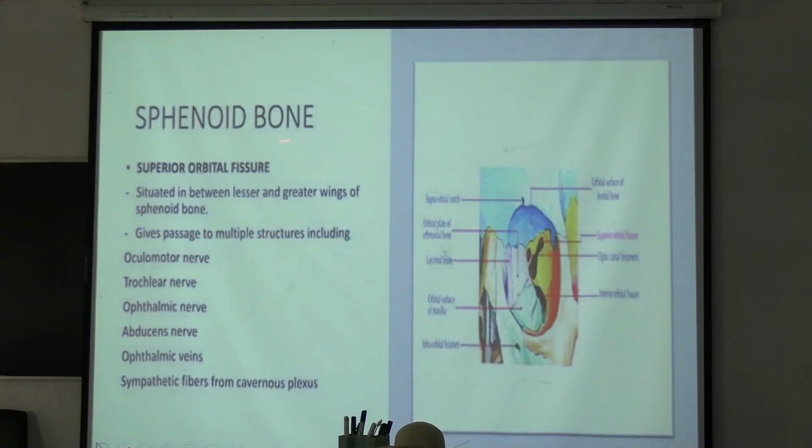Next is sphenoid bone. In the sphenoid bone, you will see superior orbital fissure, very frequently asked. It is situated in between the lesser wing and greater wing of the sphenoid. This is the view we are seeing from the orbit. Okay, it is located near the apex of the orbit. So this is optic canal. This is superior orbital fissure. Here is the inferior orbital fissure.